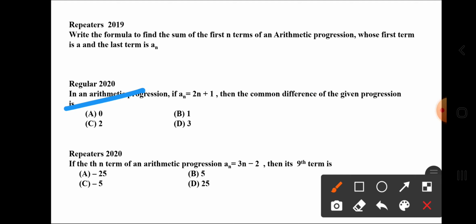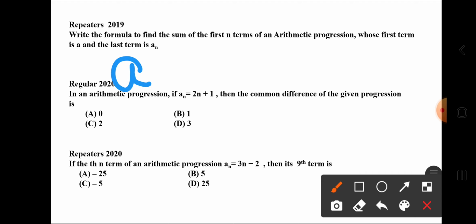Then regular 2020, the question he has asked is, in an arithmetic progression, again the same type of question, an is equal to 2n plus 1, find the common difference. See here, he has changed the question. He has asked for the common difference, CD. So if I have to find the CD, I need to get any two terms of that AP.